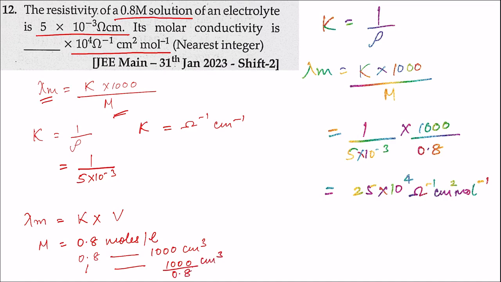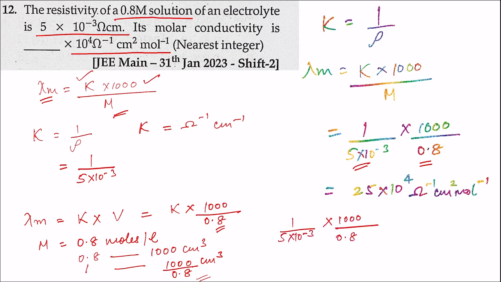So molar conductivity will be equal to conductivity multiplied by volume of solution in centimeter cube containing 1 mole of electrolyte. And what is that volume here? It is 1000 by 0.8 centimeter cube. So this is how the formula is derived. Now what is this 0.8? This is nothing but the molarity. So this formula can be written as conductivity multiplied by 1000 divided by molarity. This is the value of conductivity multiplied by 1000 divided by 0.8. So solving 1/5 into 10⁻³ into 1000 divided by 0.8.